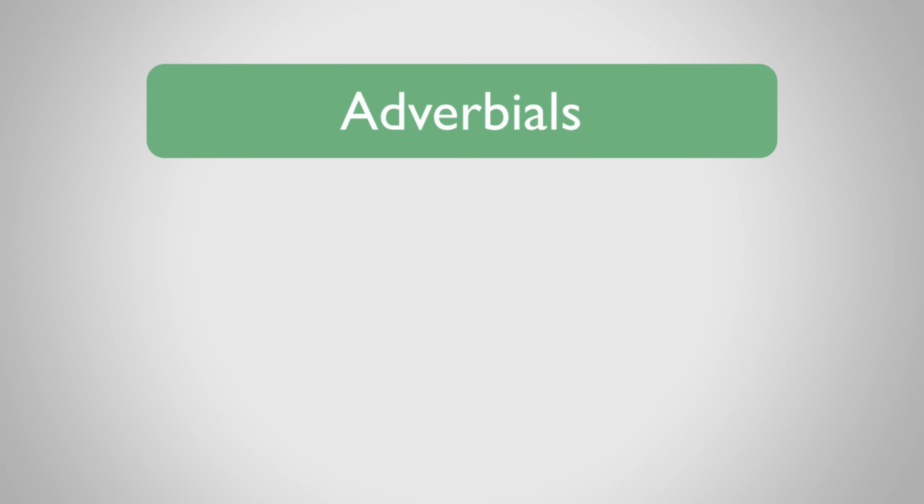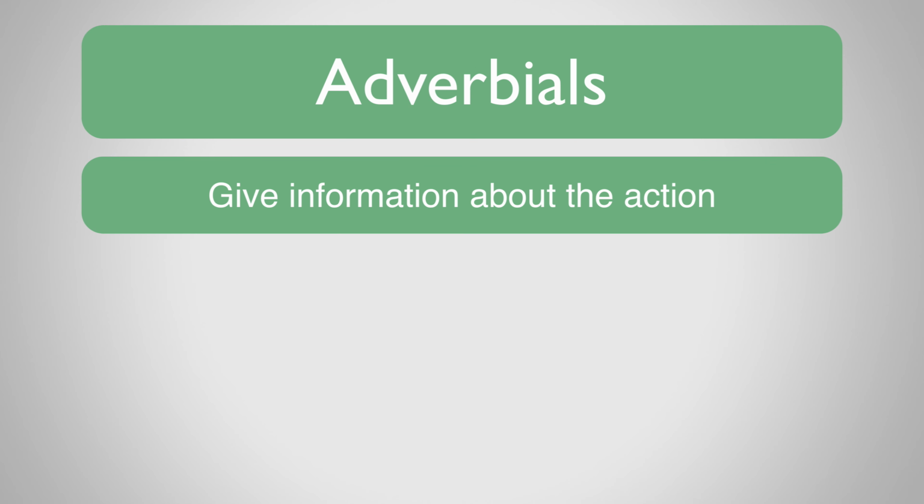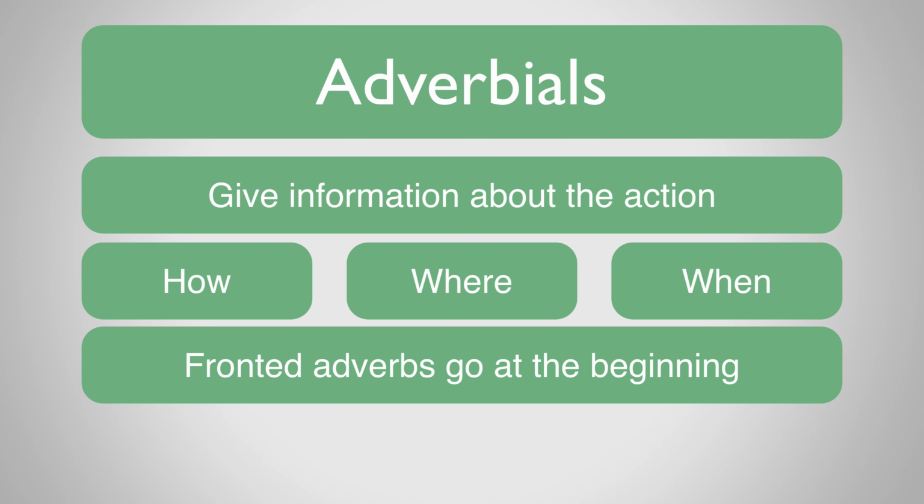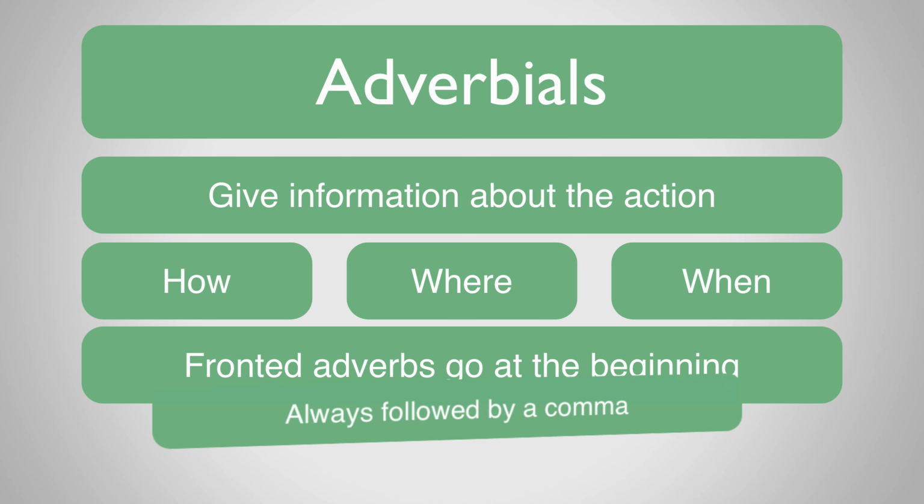So adverbials give information about the action in the rest of the sentence. They can show how, where, or when the action takes place. Fronted adverbials go at the beginning of the sentence, and they're always followed by a comma.